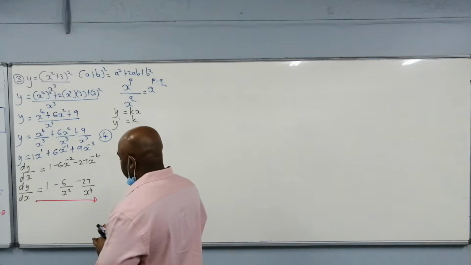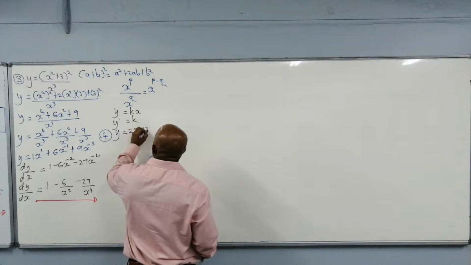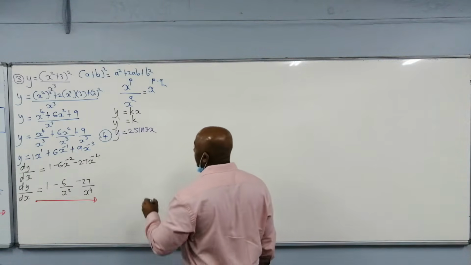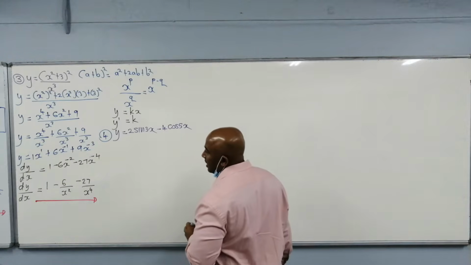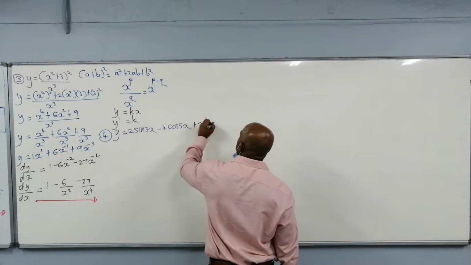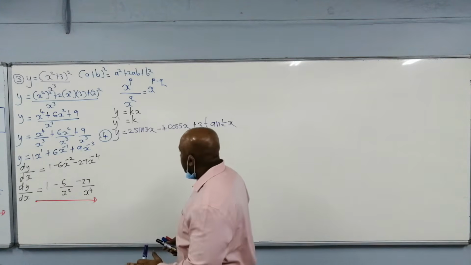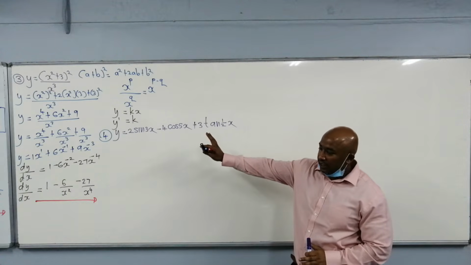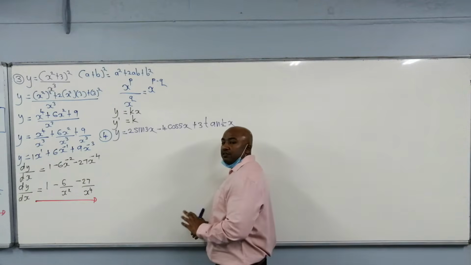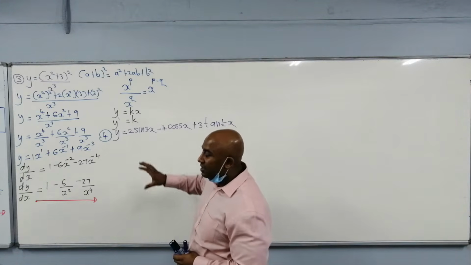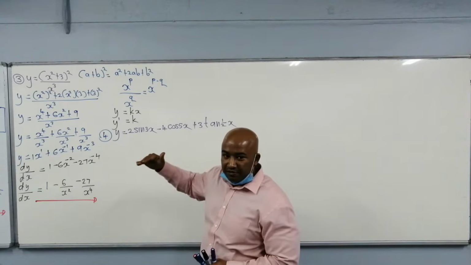So what do we have now? We have y is equal to 2 sine 3x minus 4 cos 5x plus 3 tan half x. Just like with your variable x, x to the power n, it must be in standard form. The same applies for anything. So these are all in standard form. They appear on your table of derivatives.